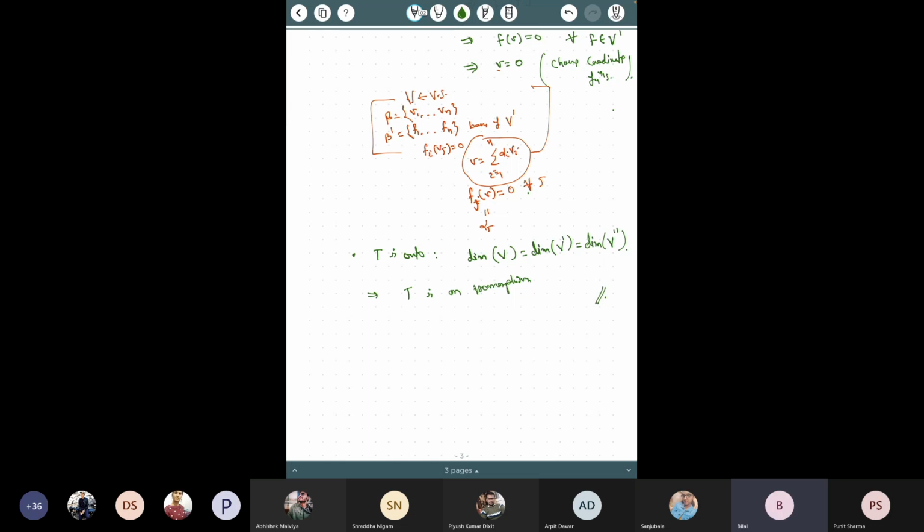Sir, can we do this using the rank-nullity theorem? So in fact, we use the rank-nullity theorem only in that proof. So we are using that result here.